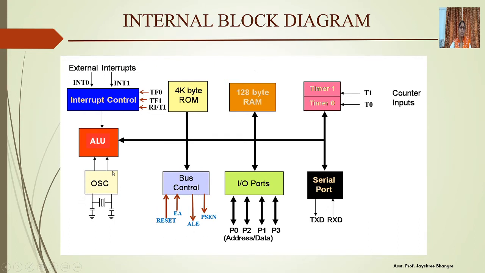The last but very important block is the oscillator. Oscillator is used to decide the speed of a CPU, or the oscillator is used to generate the clock for a CPU. So this clock signal allows the operations inside the microcontroller and the other parts to be synchronized.